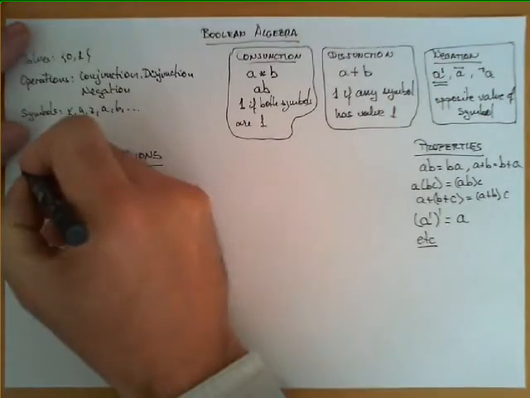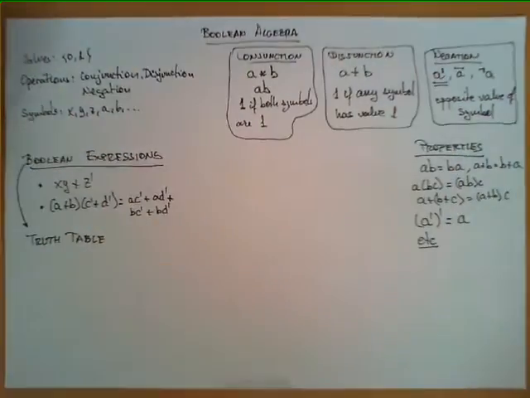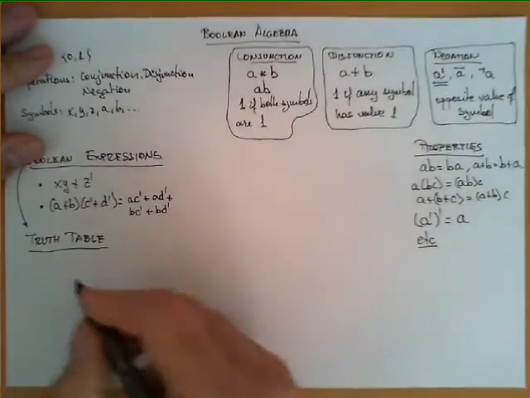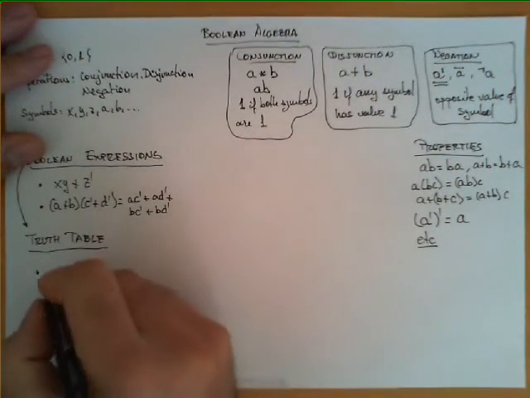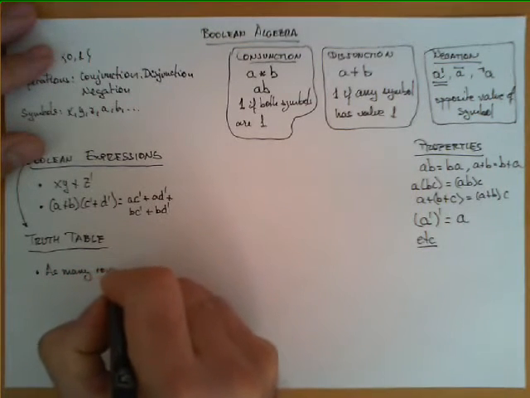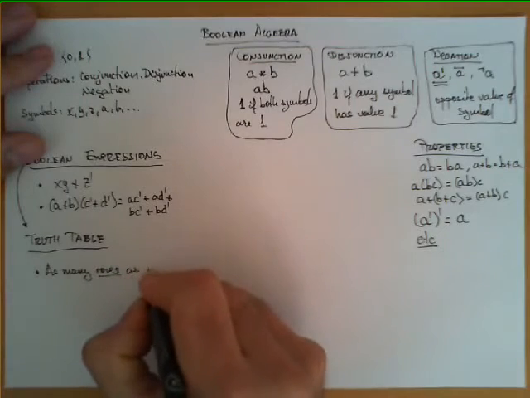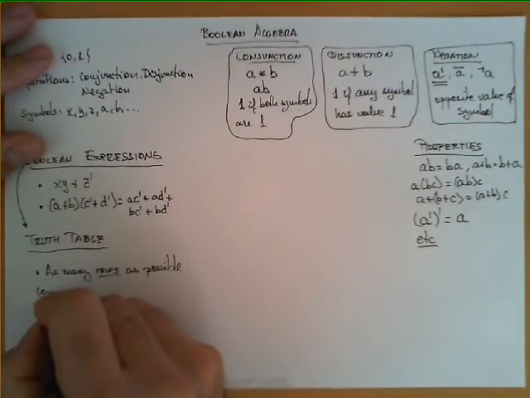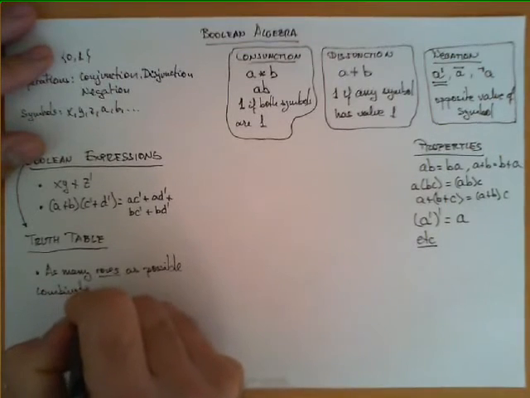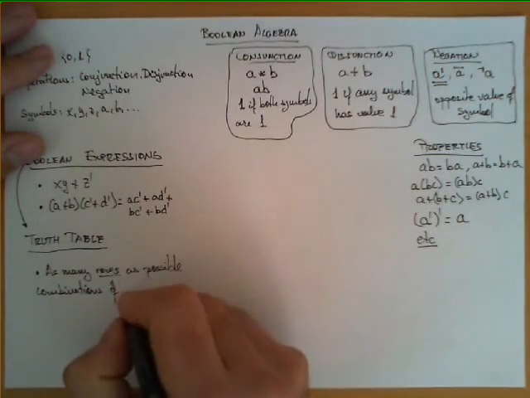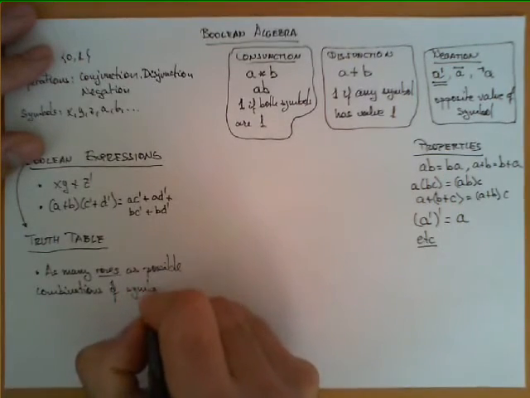Again, given a Boolean expression, we can create its truth table. What is the truth table? Well, the truth table is obtained following two basic rules. The first one is this table is going to have as many rows as possible combinations of symbol values.